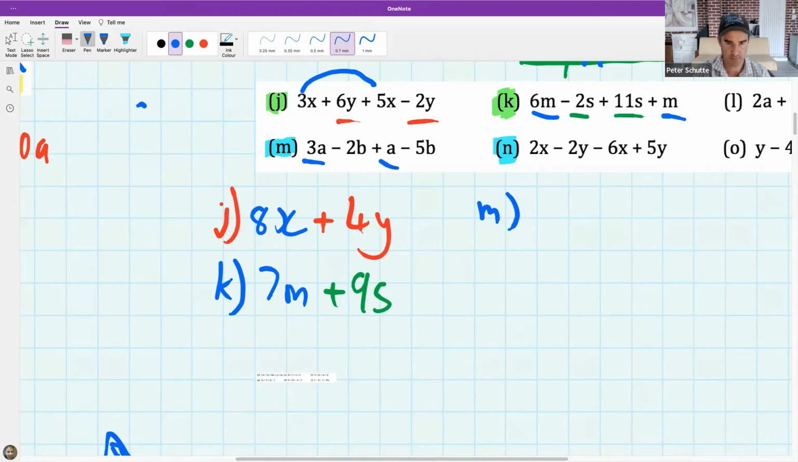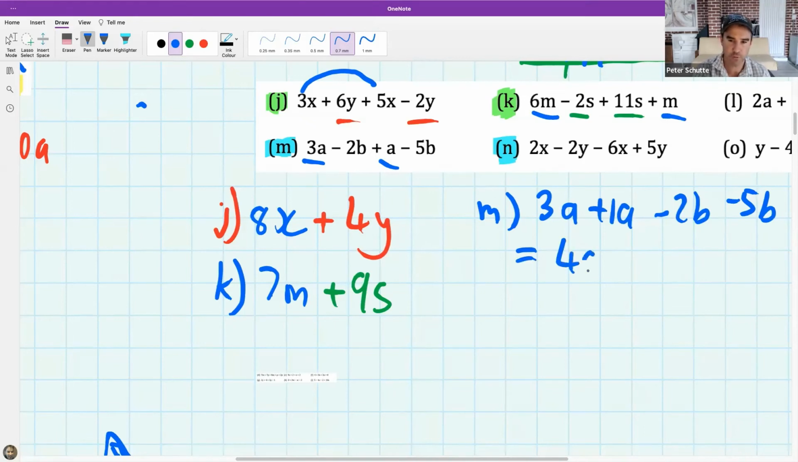Okay, what I would suggest is, if you like, you can write up the like terms together first. So you can rewrite it as 3a plus a, and then you can write minus 2b minus 5b. That is an in-between step that may help you see which terms go together. Then once you've done that, you will see that 3a plus 1a is going to give you 4a. And then when you've got minus 2b and you take away 5 more b, what do you think you're going to get, Tatenda?